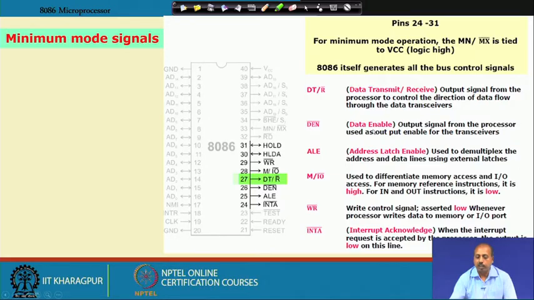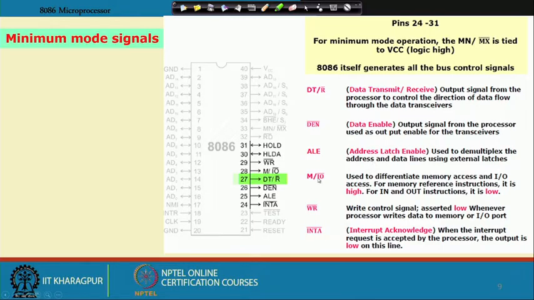Then DEN bar, data enable. So, this is output from the processor as output enable for the transceivers. So, these are actually for serial transmission. Then ALE, address latch enable. So, this is for demultiplexing the address and data bus for using external latches.